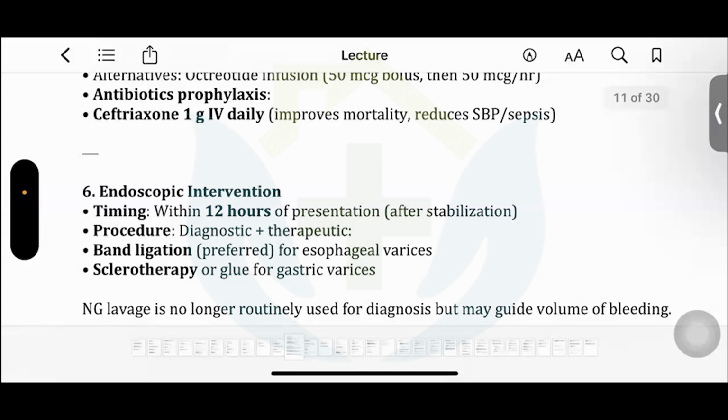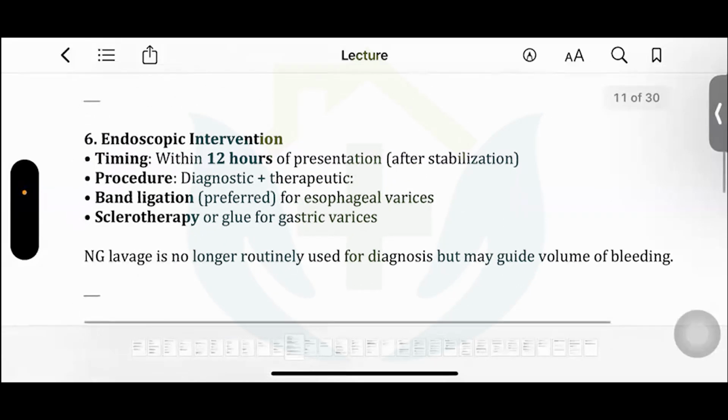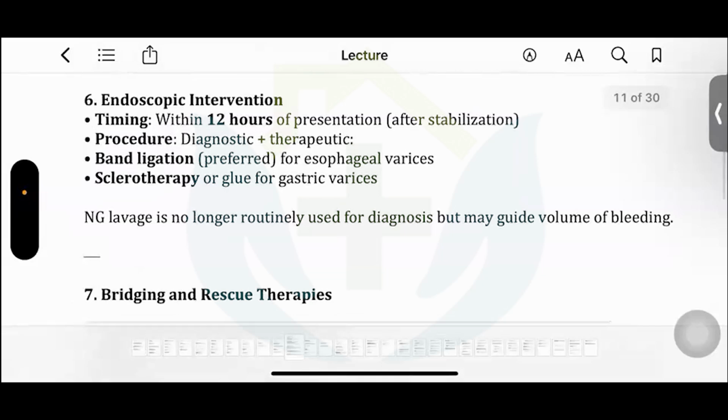Okay. So after the patient has been stabilized, you will take up the patient for endoscopic intervention to look for any active bleeding source or any active bleeding varices. So it is diagnostic and therapeutic. Diagnostic, as you will see the varices, and therapeutic, they will either do band ligation or they can inject the vein with a sclerosing agent. So either a band ligation, which is the preferred one, or sclerotherapy or glue can be done for gastric varices. Can anybody tell me why gastric varices cannot be banded?